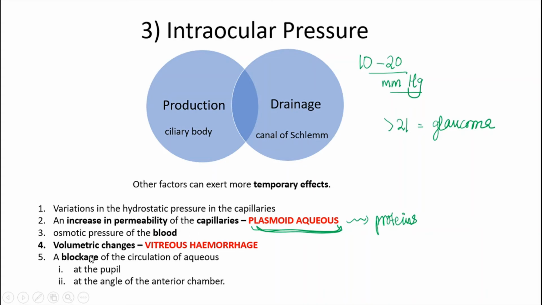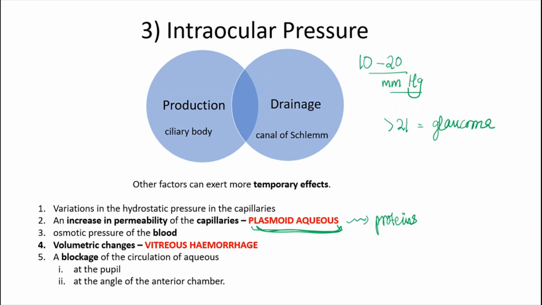Fine. Then coming to volumetric changes. Volumetric means the fluids present in the eyeball, may it be aqueous or vitreous. If there is an increase in its volume, then it will ultimately reflect in an increase in intraocular pressure. An example is vitreous hemorrhage, in which there is leakage of blood vessels into the vitreous, leading to blood in the vitreous humor, which will result in raised intraocular pressure. And lastly comes blockage of the circulation of aqueous. I told you that the ciliary bodies drain the aqueous into the posterior chamber, right?